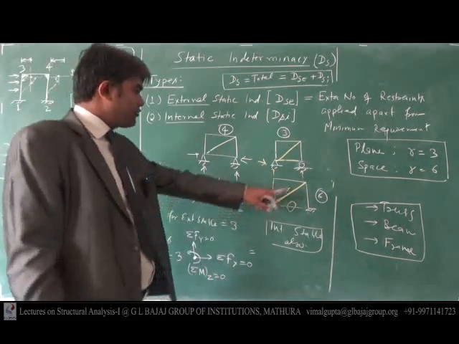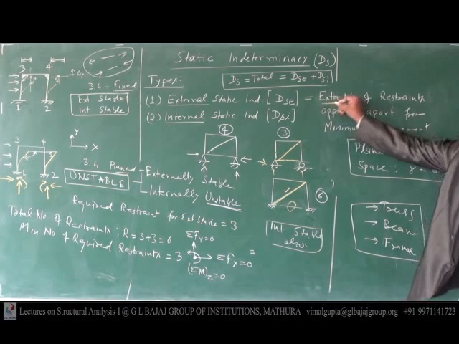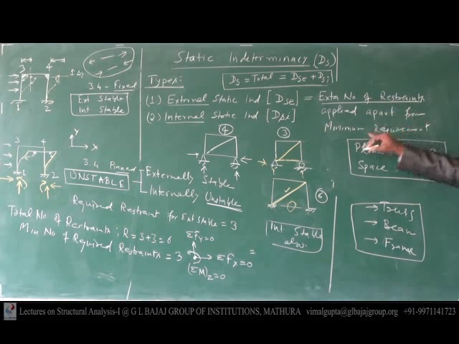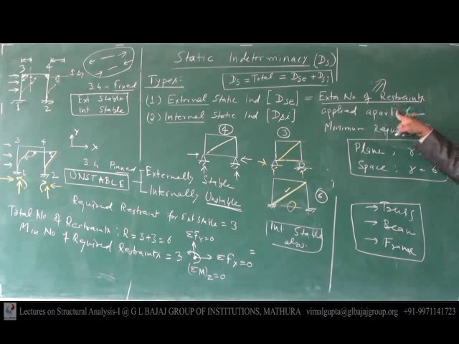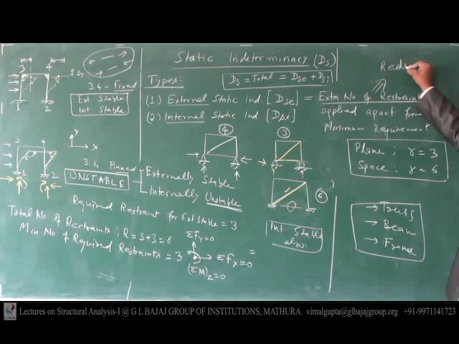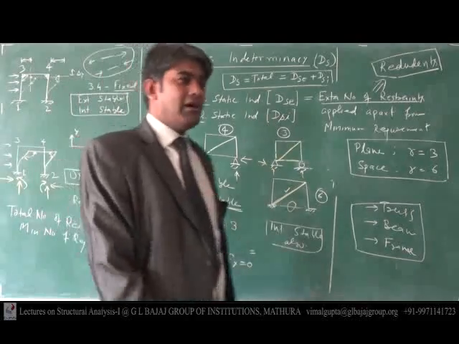One more thing before starting static indeterminacy for truss. I have written here extra number of restraints applied apart from the minimum requirement, and this terminology in structural analysis is called redundancy. In structural analysis, the extra restraints applied in a structure apart from the minimum requirement are called redundancy. This is the physical meaning of redundancy.